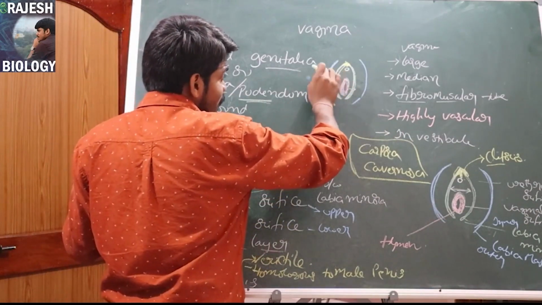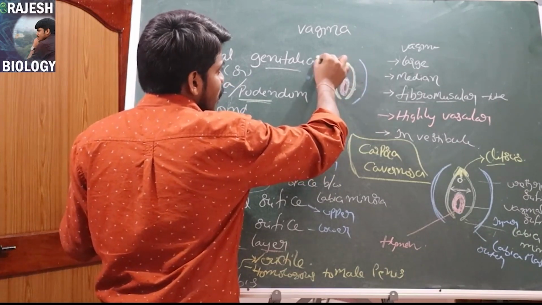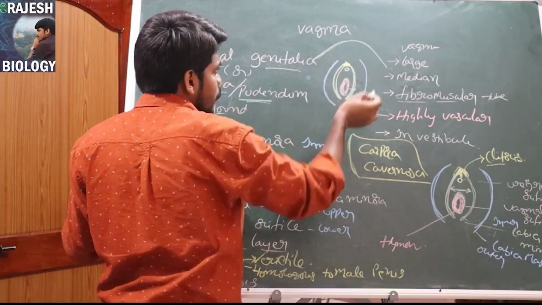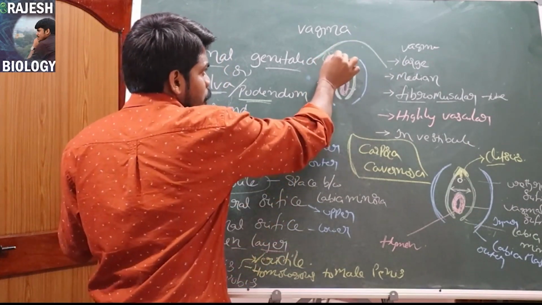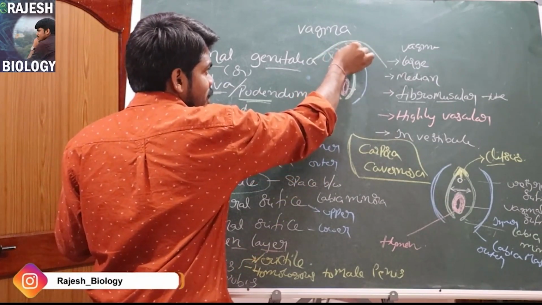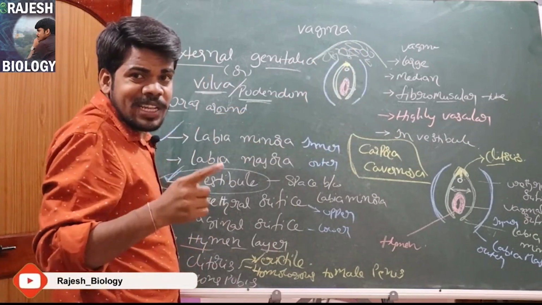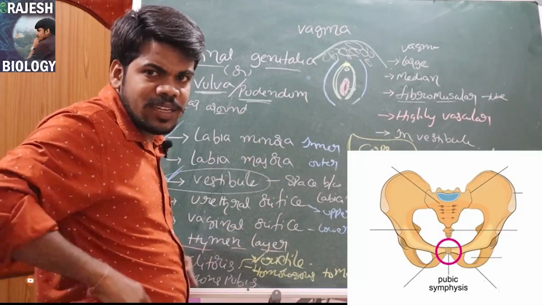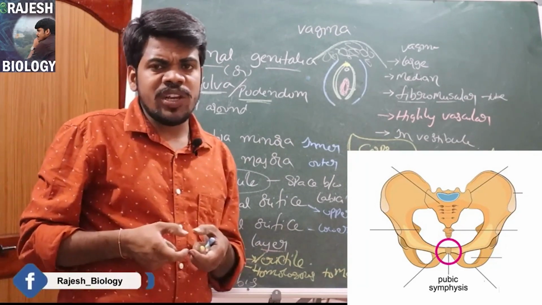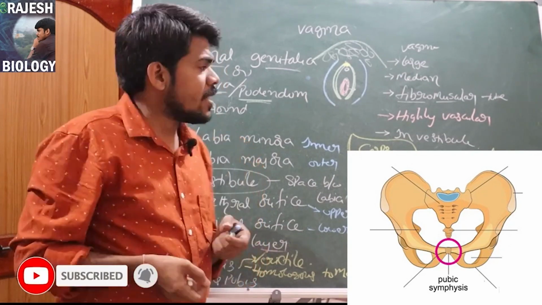All of this together is called the pudendum, or the vulva. And above this pudendum, above the labia majora, there is a cushion of fat tissue. Here there is fat tissue. I will draw the fat tissue with the white chalk piece. It is present at the pubic symphysis, right? It is present at the pelvic region. Both pelvic girdles fuse with the help of the pubic symphysis.